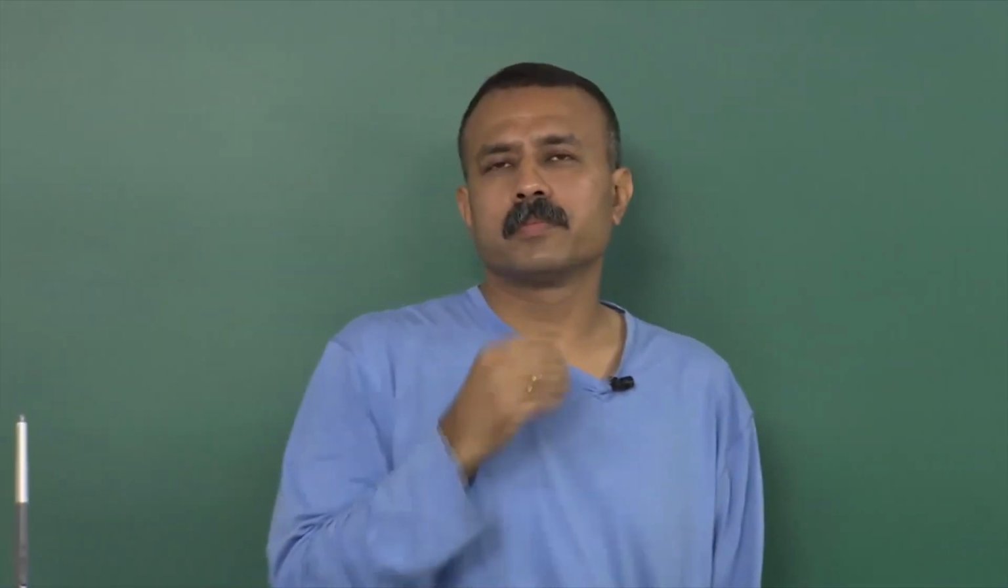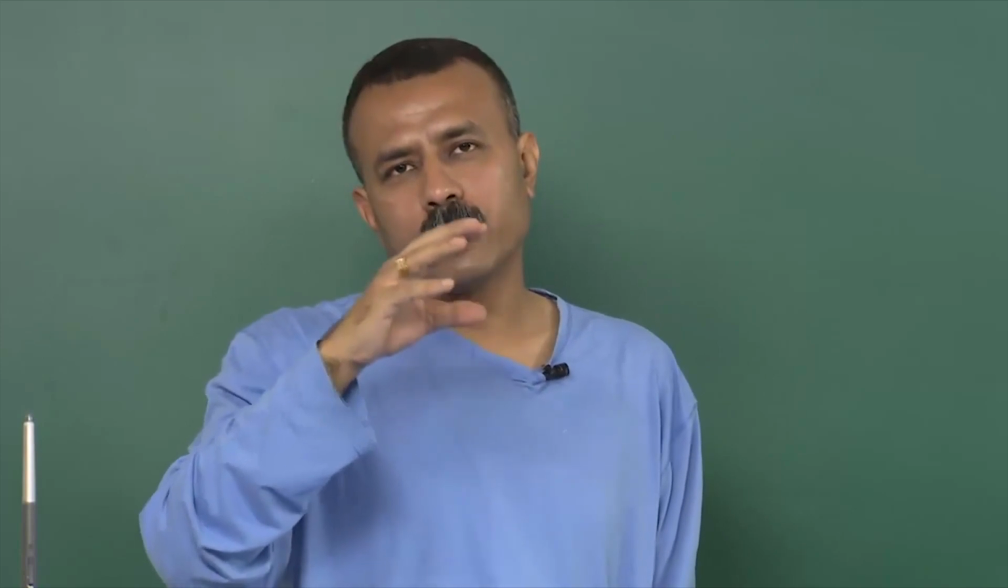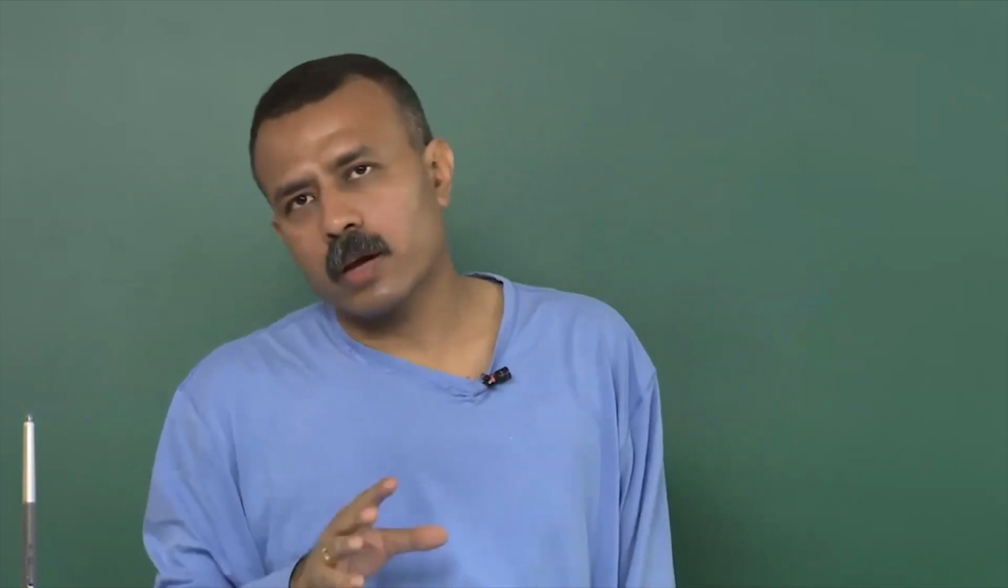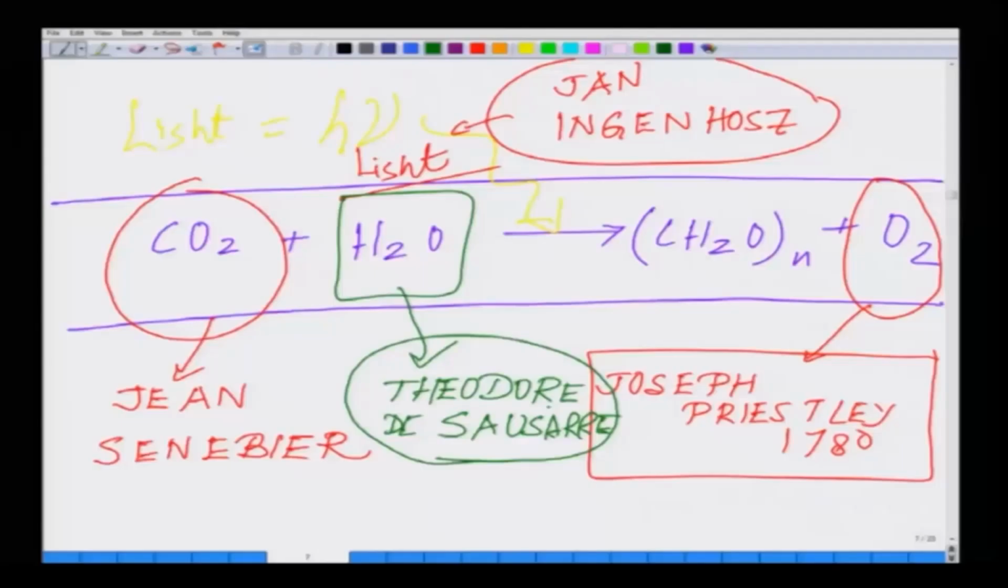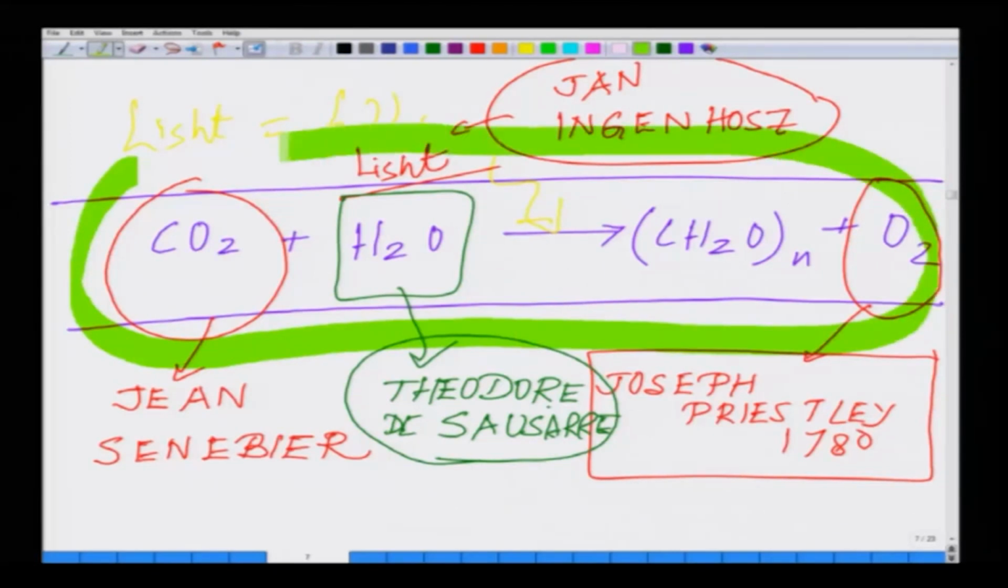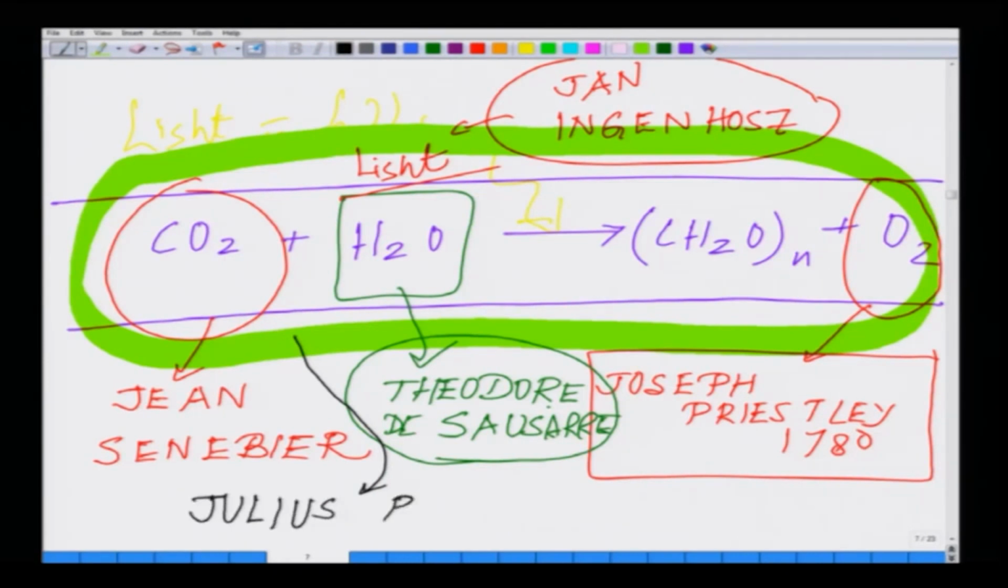And this whole reaction, that carbon dioxide plus water in the presence of light forms carbohydrate plus evolves oxygen, was completely put in place by Mayer. So there is a transformation of light energy into chemical energy. This was by Julius Robert Mayer.